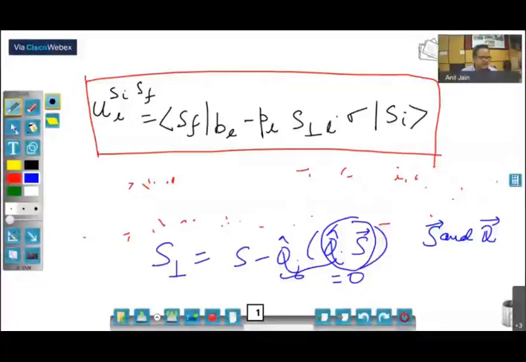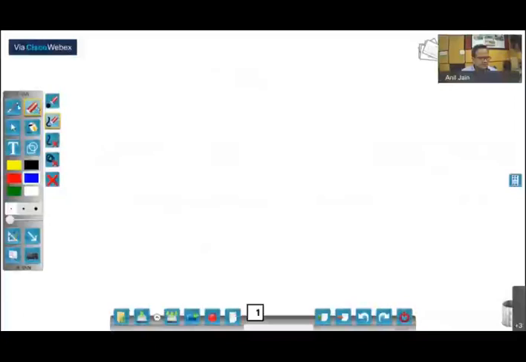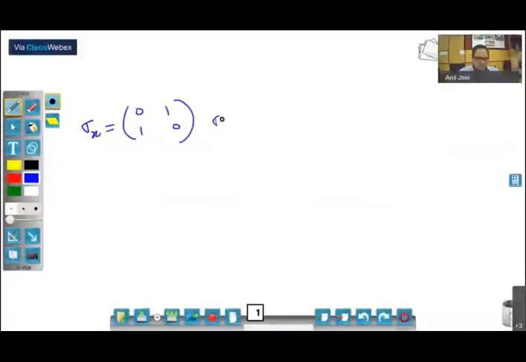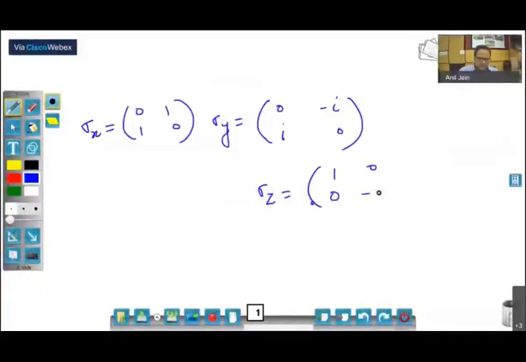And sigma here are the Pauli spin matrices. So I can write them as, so sigma x is 0, 1, 1, 0. Sigma y is 0, minus iota, iota, 0, and sigma z is 1, 0, 0, minus 1.